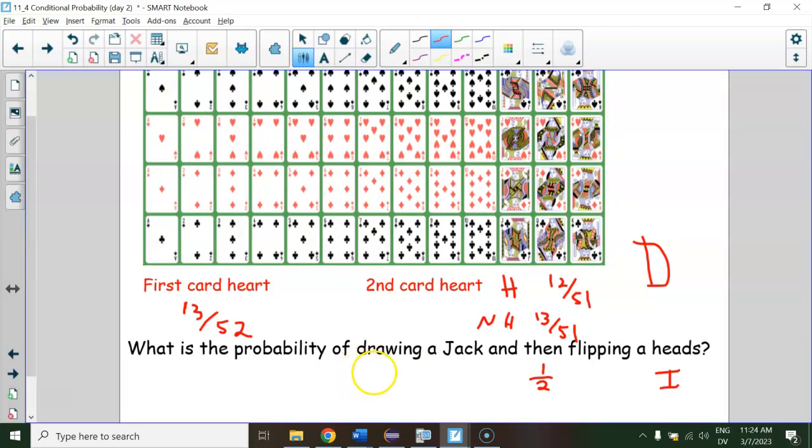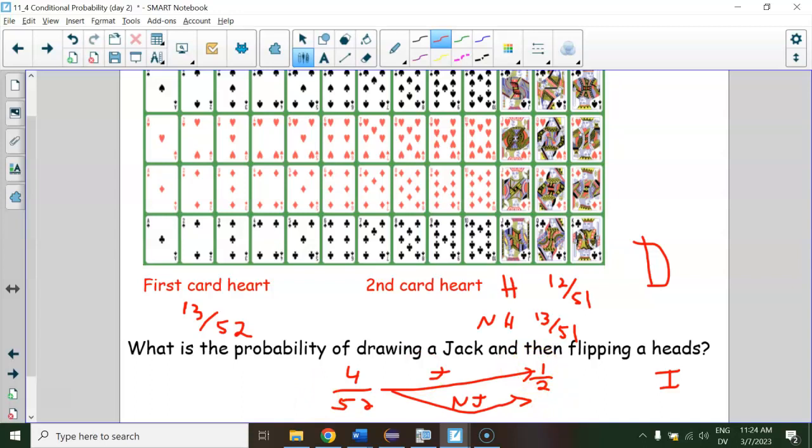Your chances of getting a jack, I think there's 4 jacks out of 52, okay? But then the second event, whether you get a jack or not, is still 1/2. It's always 1/2, whether you get a jack or there's no jack. Okay, and that's what we mean by independent: the flipping of the coin has nothing to do with what happened in the first event, drawing a jack. It's still 1/2 no matter what happens on the first one.